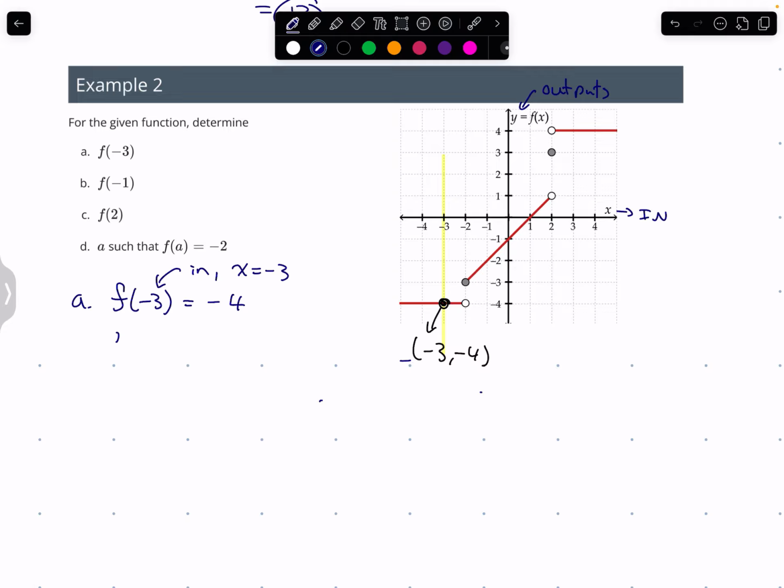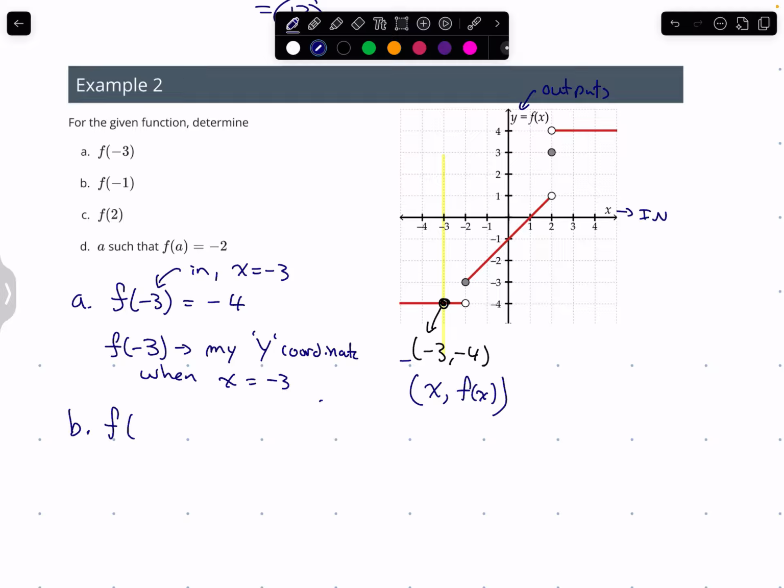You can think of this, f of -3 really means my y coordinate when my x equals -3. So really this is an x and an f of x coordinate. F of x is really acting just like y always did for us, just a change of notation.